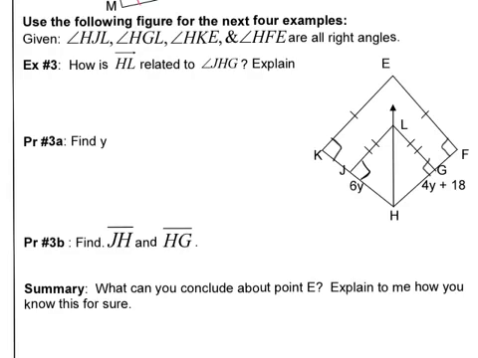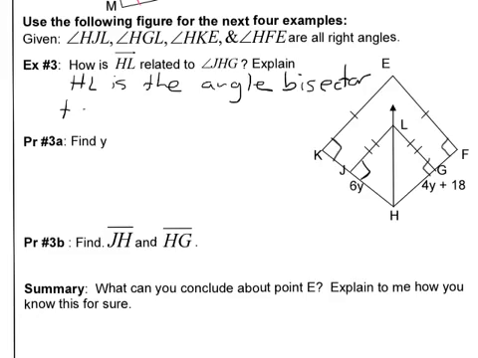Let's think about that a little bit. Here's HL, and here's angle JHG, and we can see that L is the same distance from this side of the angle as it is from this side of the angle. Therefore, we could say that HL is the angle bisector to angle JHG.